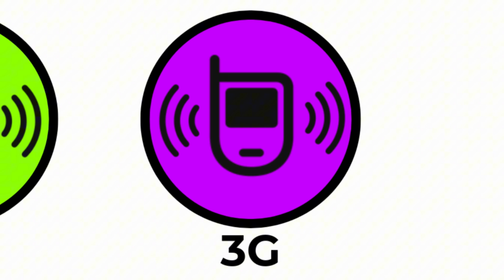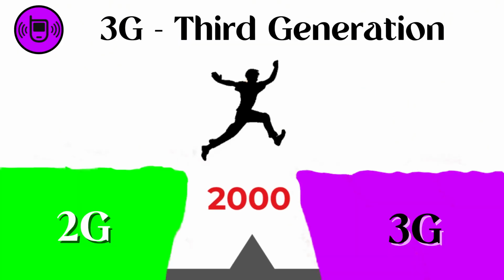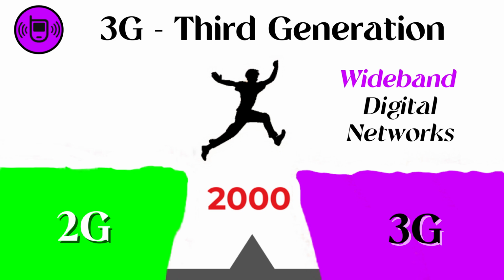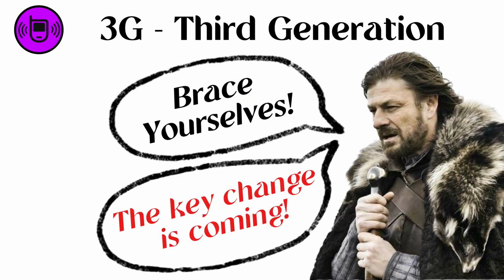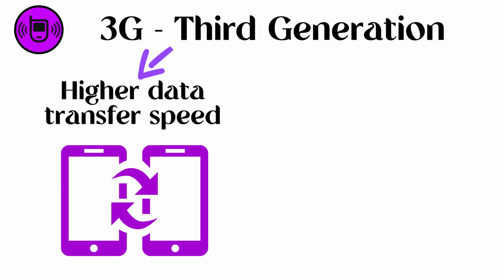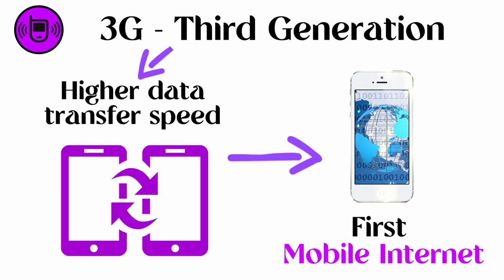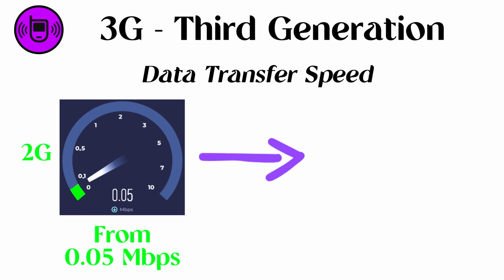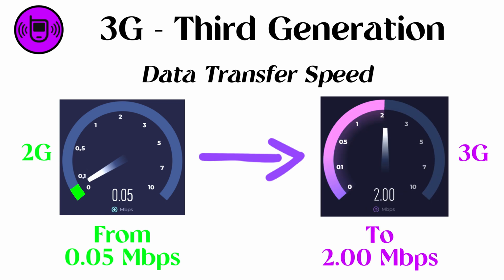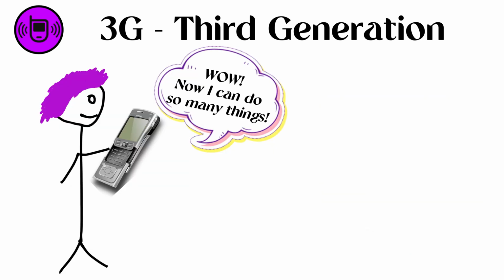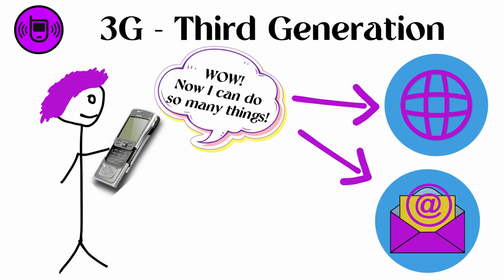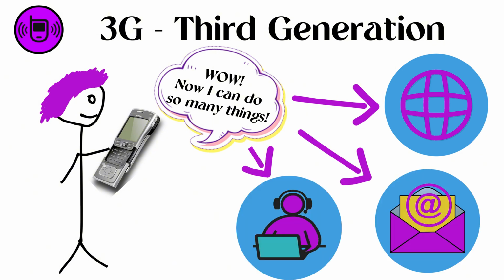3G. By the early 2000s, 3G took a huge leap forward with the introduction of wideband digital networks. The key change was higher data transfer speeds, which enabled mobile internet for the first time. With speeds ranging from 384 kilobits to 2 megabits per second, 3G allowed users to browse the web, send and receive emails, and even make video calls.